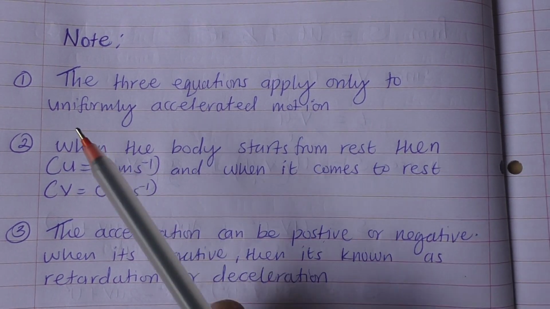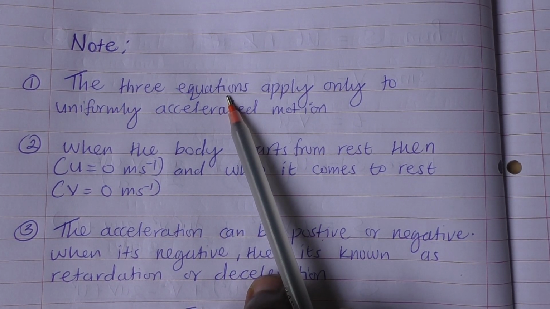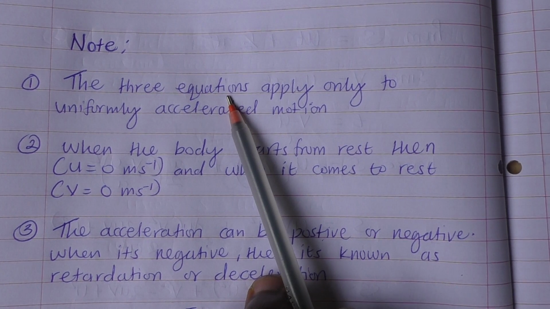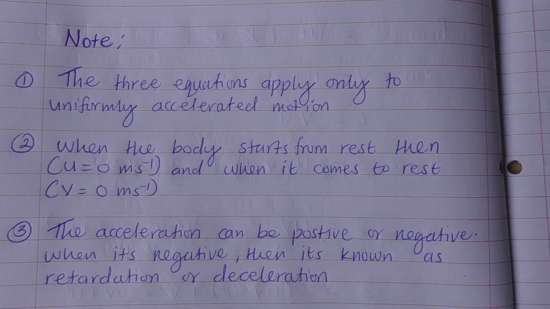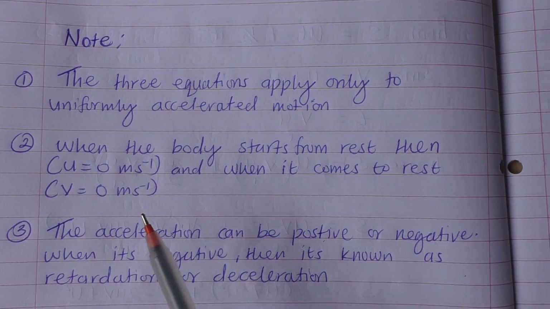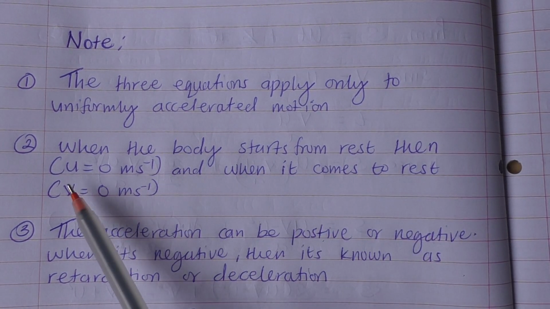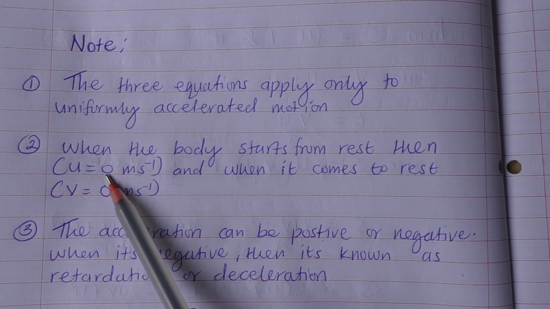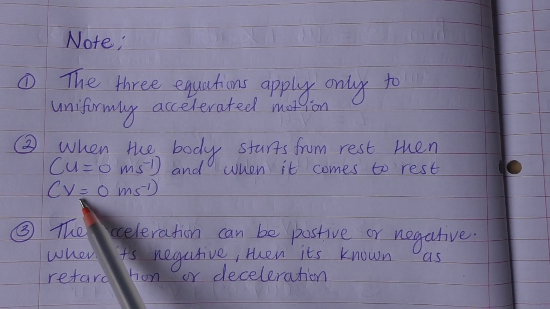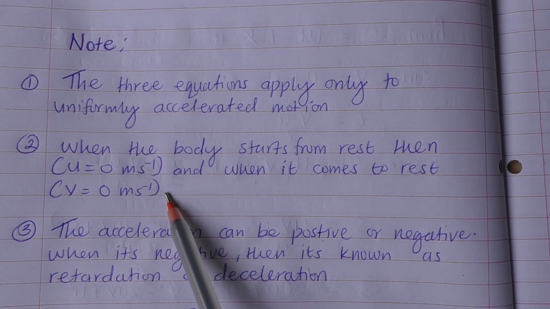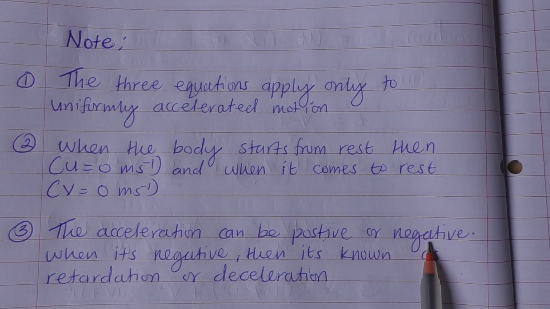One is that the three equations, the ones we derived previously, apply only to uniformly accelerated motion. Two, when the body starts from rest, then the initial velocity u equals 0. And when it comes to rest, then the final velocity v equals 0. And the acceleration can be positive or negative.